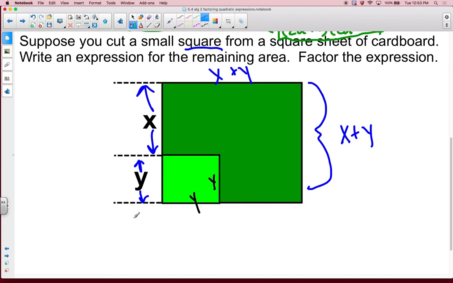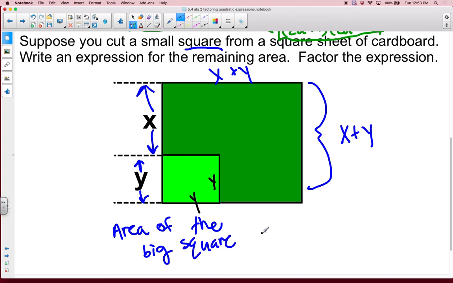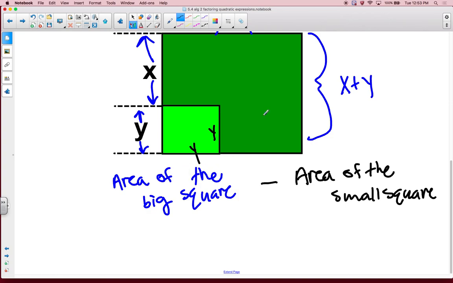So we're going to take the area of the big square, and then subtract off the area of the small square. The area of the big square is the side, x plus y, squared. And then minus, this little area is y times y, which is y squared. Okay, we need to simplify this now.